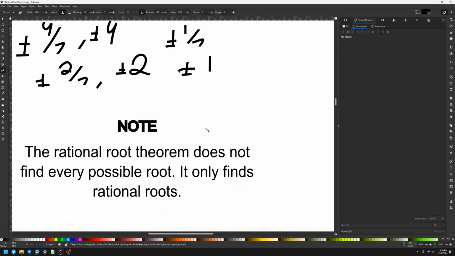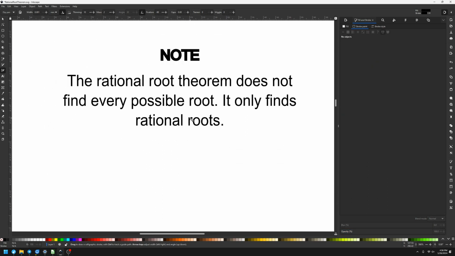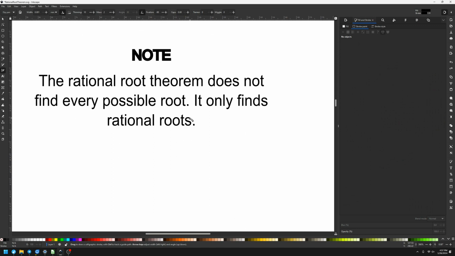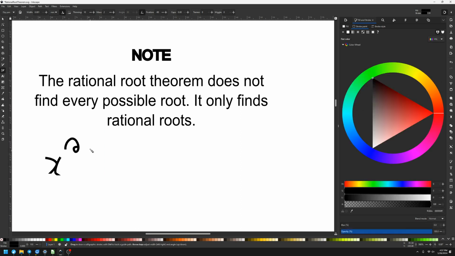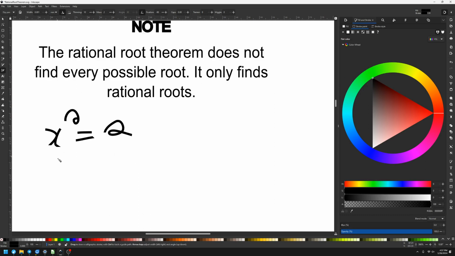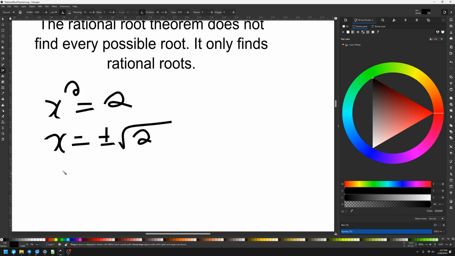Okay. And as a last note, let's just say that the rational root theorem does not find every possible root. It only finds the rational ones. So let's say we have the quadratic x squared is equal to 2. Okay? We know that we can just take the square root of both sides, and we're left with x is equal to plus or minus the square root of 2. Okay. Let's try this again, but with the rational root theorem. We have x squared, in standard form, x squared minus 2 is equal to 0.